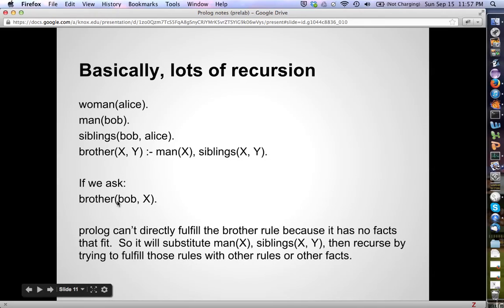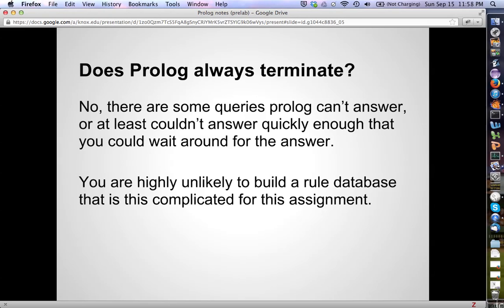It's going to take this brother rule and use it to expand it out, where Bob is bound to X. It's going to plug those things in, and then start looking through all the siblings rules to see if it can fulfill that. For this particular rule database, it can, and it's going to come back and tell us down here that X is Alice. Now, if the siblings rule were defined in terms of other rules, or if there were other siblings relationships, it's just going to keep plugging these in and try all of them. So you can see that this is potentially exponential in the worst case.